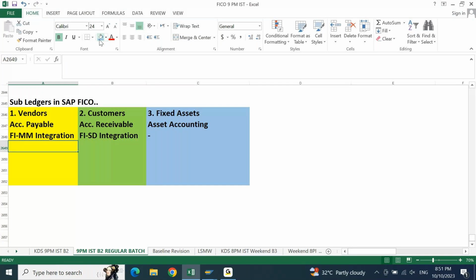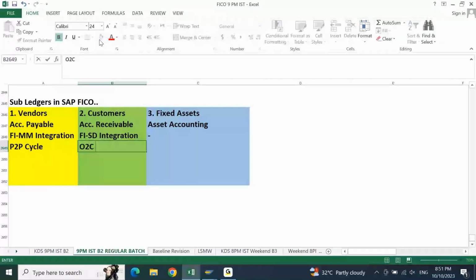So in short, when you're talking about vendor, we are also representing accounts payable. When you're representing accounts payable, you should also know about FIMM integration. This is also called as P2P cycle. And when it is P2P cycle, that is your O2C cycle.